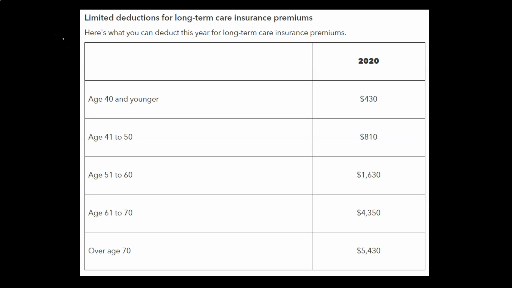Here are the limited deductions for long-term care insurance premiums. Here's what you can deduct this year for long-term care insurance premiums. This is 2020: age 40 and younger, $430; 41 through 50, $810; 51 through 60, $1,630; 61 through 70, $4,350; and over 70, $5,430.